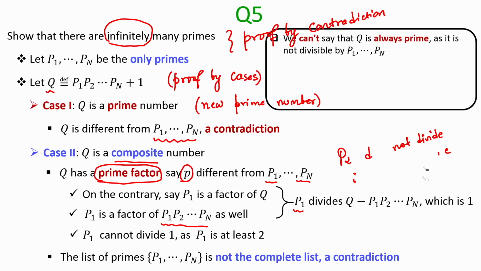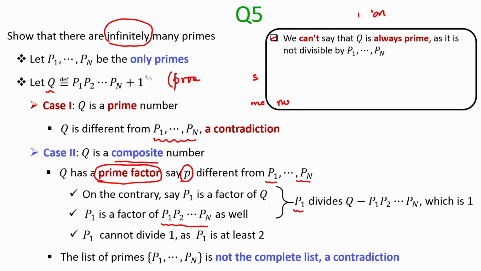It turns out that very often students just give the following argument, which is an incorrect argument. They say that since q is not divisible by p1, q is not divisible by p2, q is not divisible by pn, they end up with the conclusion that q is definitely prime. That is not correct.